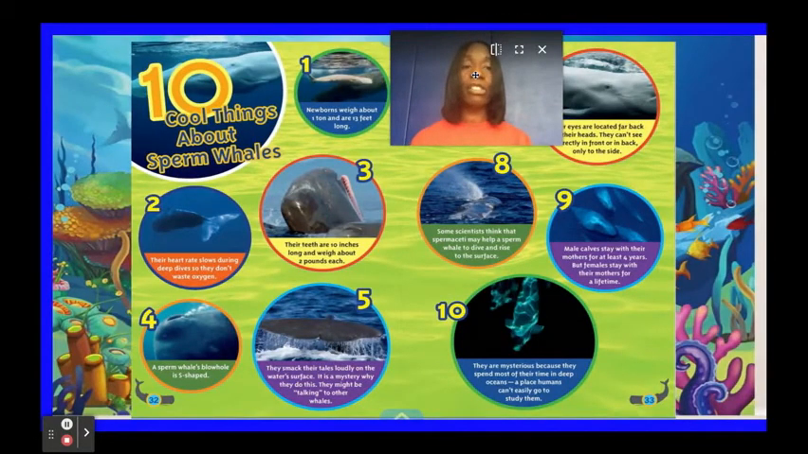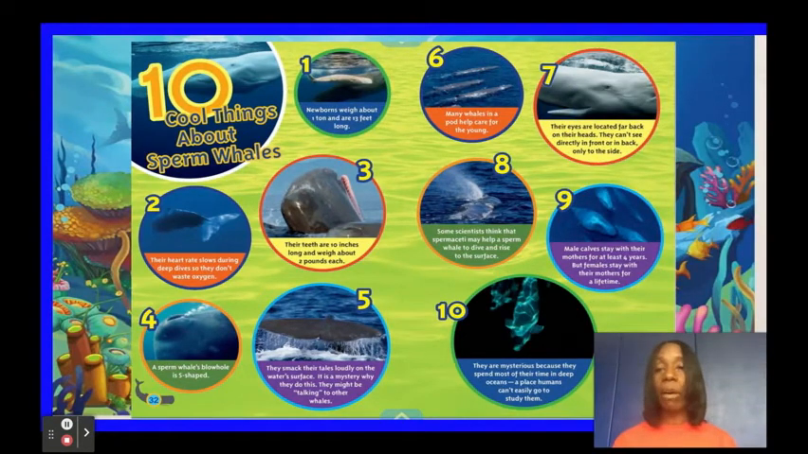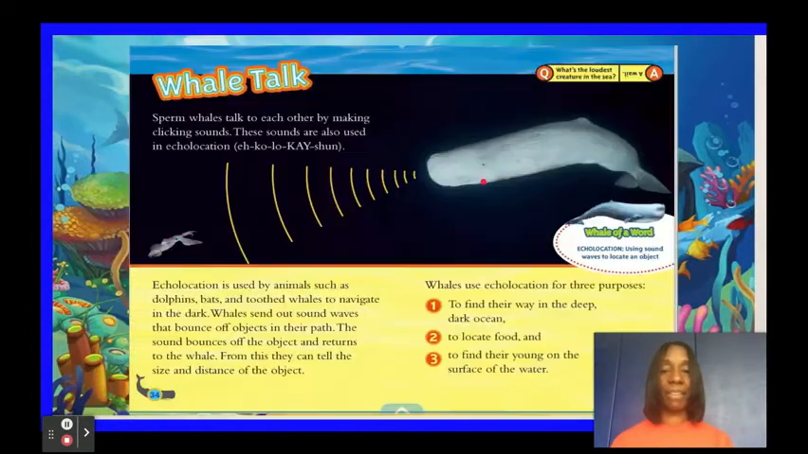Here, scholars, as you know, we've learned about the different facts about cool things about sperm whales. We've also learned that whales can talk and that whales use echolocation for 3 purposes. Who remembers the 3 purposes? To find their way in the deep, dark ocean, to locate food, and to find their young on the surface of the water.